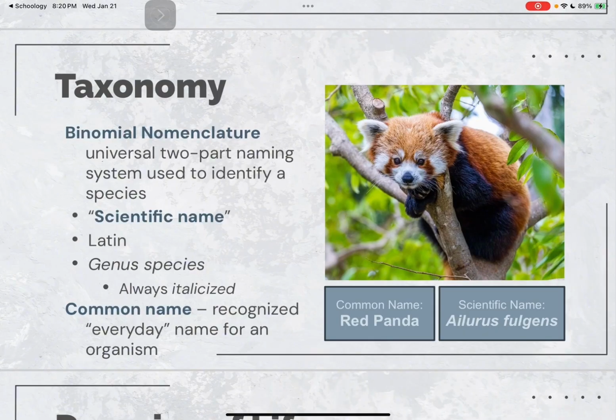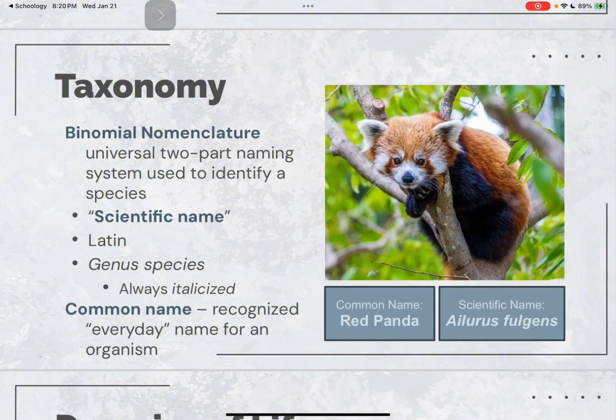And the way that we write these is the genus comes first with a capitalized letter, and then we write the species. The species is not capitalized. Only the genus is, but the entire thing is italicized. So think back to our Zophobas morio. Z was capitalized, the M wasn't, but we italicized the entire thing, and its common name was the superworm.